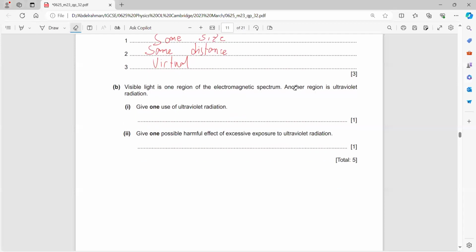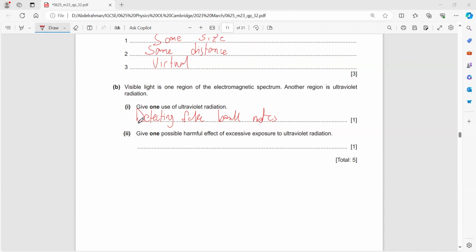Okay. Give one use of ultraviolet radiation. One use of ultraviolet radiation, we know it. It is detecting fake banknotes. Okay, fake banknotes. Give one possible harm of ultraviolet radiation. One possible harm of ultraviolet radiation would be mutation. Okay, someone said mutation.